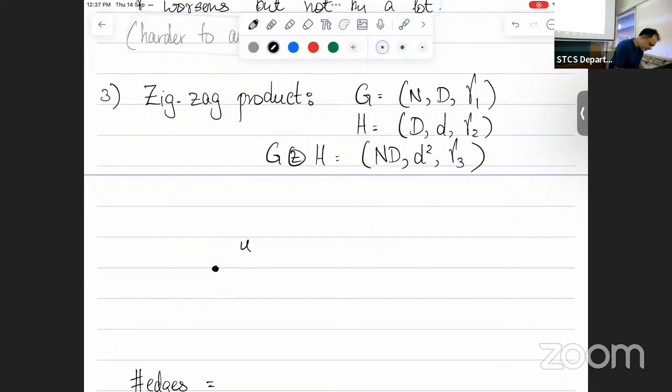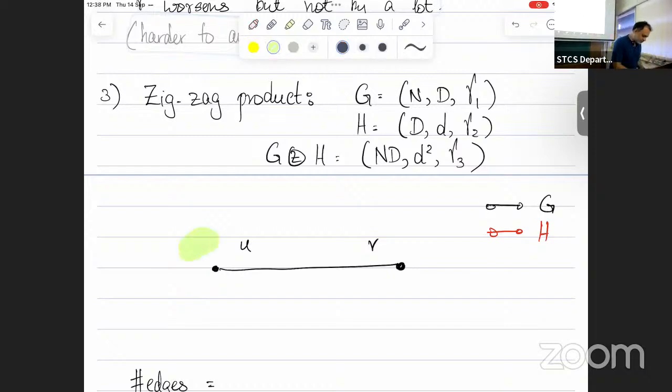Let me write it here. And this was connected to vertex B. And this black edge, this is something in G. Okay. And whenever I'm drawing a red edge, that will be something in H. So that we do this. And what is going to happen, just like the replacement product, this U is going to get replaced by a cloud. And V is going to get replaced by a cloud.